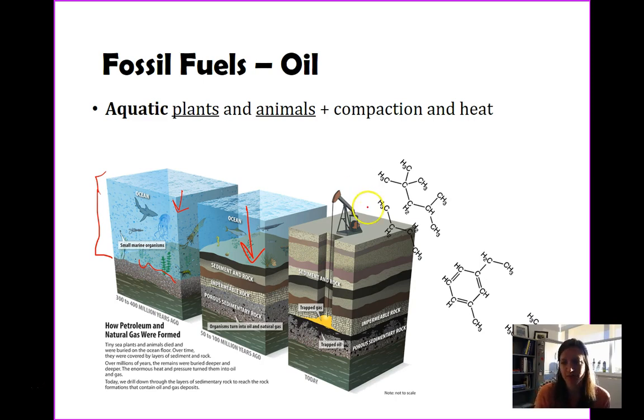And so this oil fossil fuel also has lots of carbon in it, but as you notice, not as much. These are a couple different compounds of oil. For example, this one has 1, 2, 3, 4, 5, 6, 7. This has 8 carbons. This one has 1, 2, 3, 4, 5 carbons. Significantly less than what we saw with coal.